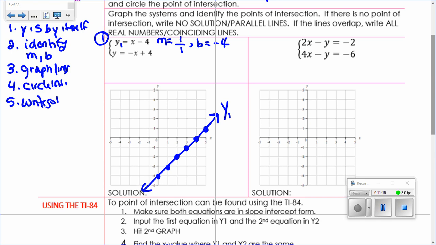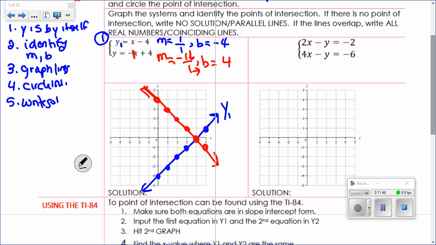Now for y2, identify the slope in front. Put a 1 in front always. That's equals -1 over 1, and b equals +4. So I go down 1, right 1. I start here at +4, down 1, right 1, down 1, right 1, and I keep going and I see where these graphs overlap.